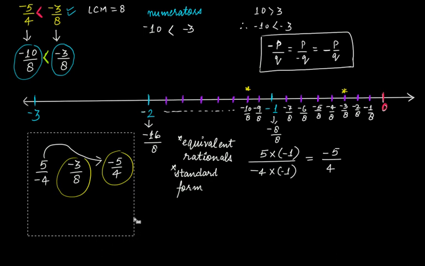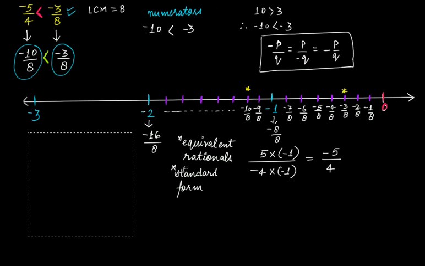Next point. The main thing is that your rational number should always be in standard form, and in a standard form you cannot have this minus sign with the denominator. Minus sign can always be with the numerator, and your denominator should always be positive. Okay, that's an important thing.